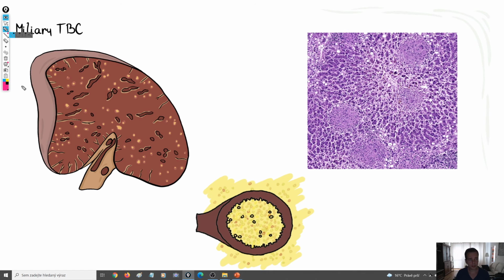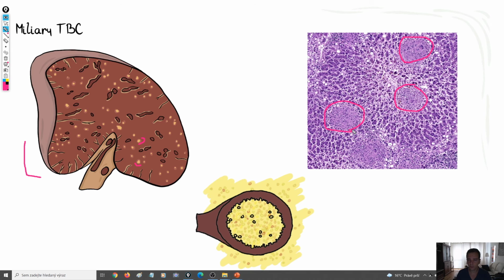Miliary TBC looks like this. This is the spleen with multiple small nodules of granulomatous inflammation. So it doesn't necessarily need to be lung. It can be any organ. You can see it in liver, for example. This is the liver tissue with multiple small granulomas.